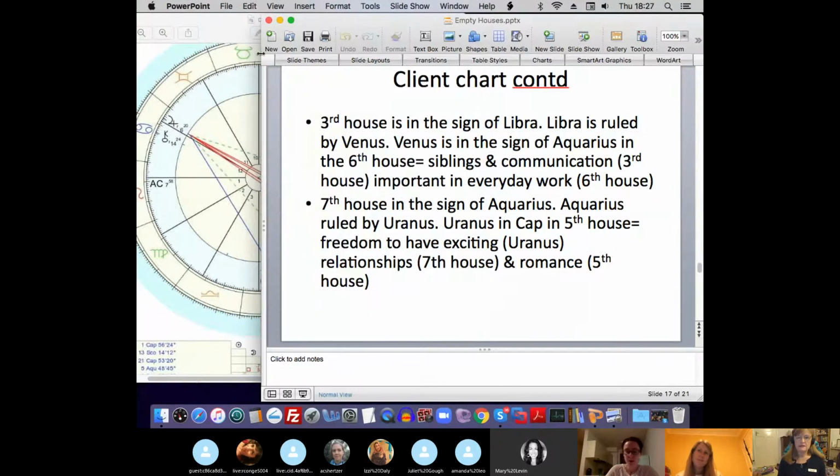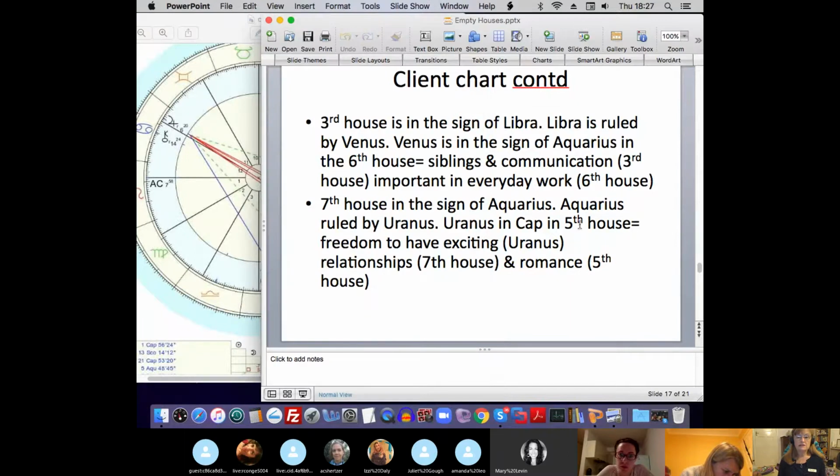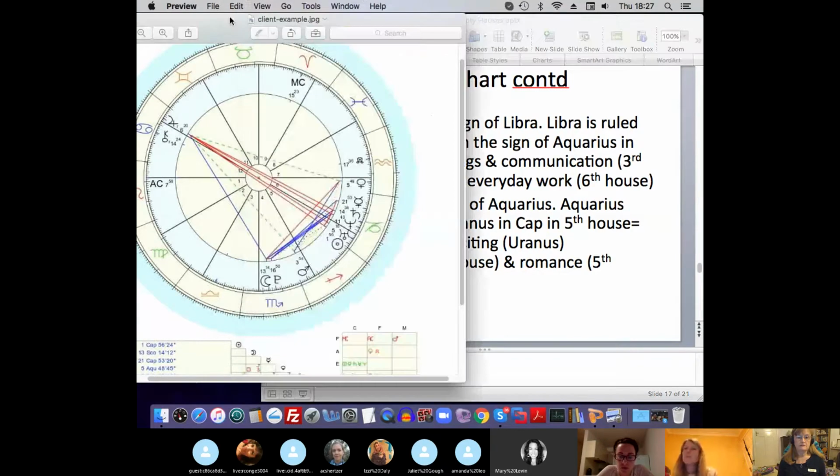So the 7th house is another empty house here. He's got it in the sign of Aquarius. The ruler of Aquarius, which we just learned, is Uranus. Yay! He's got Uranus in Capricorn in the 5th house. So freedom to have exciting Uranus relationships in the 7th house, and romance is the 5th house.